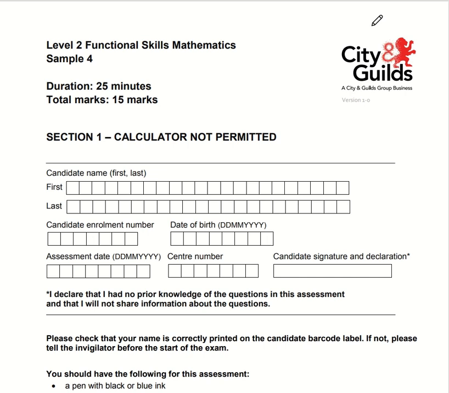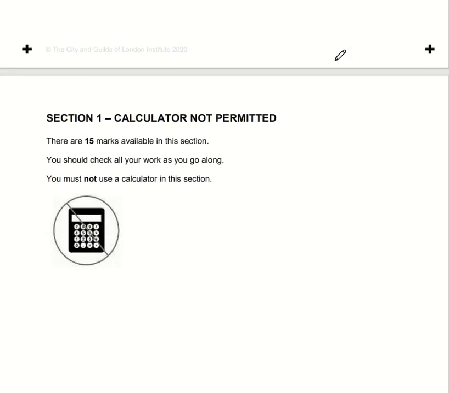Here are the video solutions for City and Guilds Level 2 Functional Skills Maths. This is sample 4 and this is section 1, which is the non-calculator section.